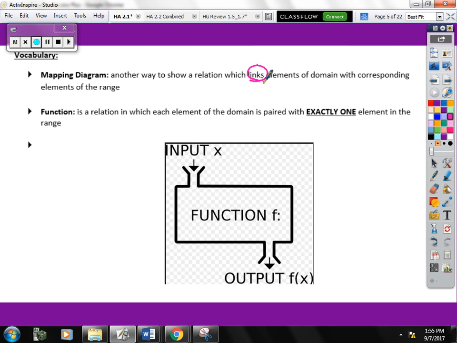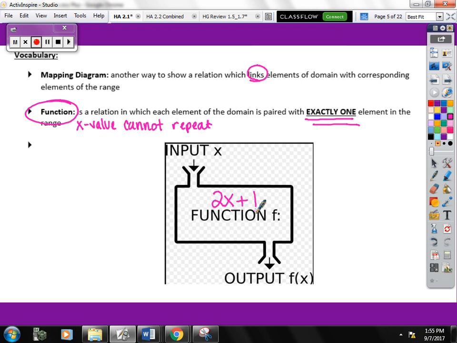And then function. On the Keystone, they love to ask, is this a function? Yes or no? So a function is a relation in which each element of the domain is paired with exactly one element of the range. The shortcut way to remember this is that the x value cannot repeat if you're looking at a set of ordered pairs. So for example, the function 2x plus 1. I don't know if you have this picture or not. Probably not, just look.